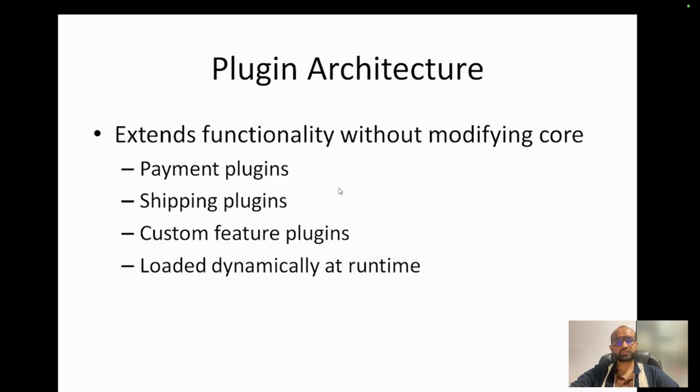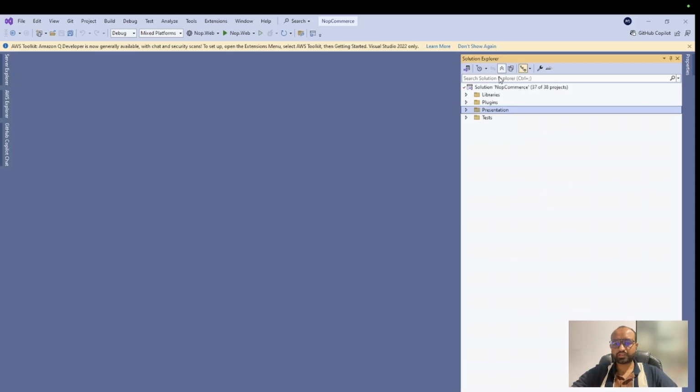Now moving to the plugin architecture, which extends functionality without modification of code. The plugin architecture is a key feature of nopCommerce, because if you want to build any kind of plugin, there is no need to touch the core files of nopCommerce. Plugins have separate types. Here I will mention the payment plugin, shipping plugin, and custom features plugin, and they will be loaded dynamically at runtime. So let's show where the plugins are.